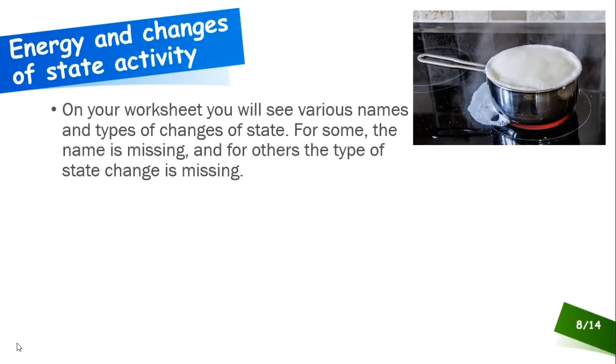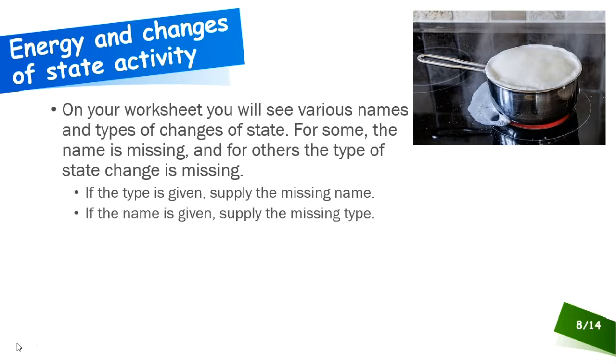So on your worksheet, you're going to see various names and types of changes of state, and there's some information missing. So for some, the name's missing. For others, the type of state change is missing. So if the type is given, supply the missing name. If the name is given, go ahead and supply the missing type.